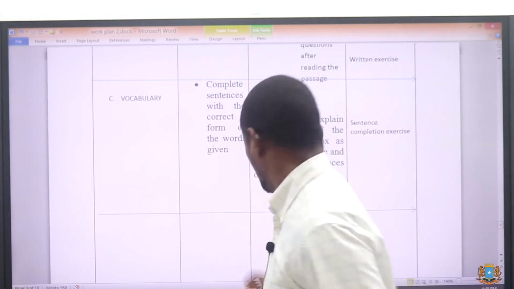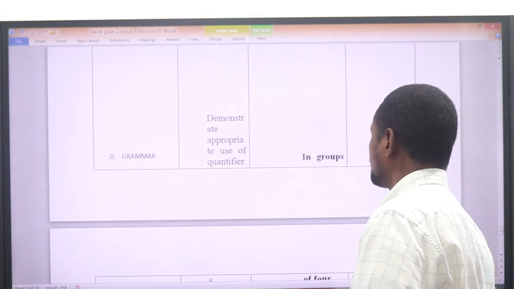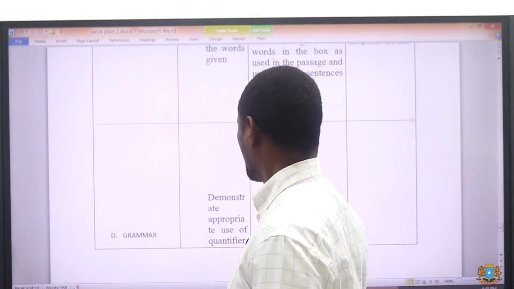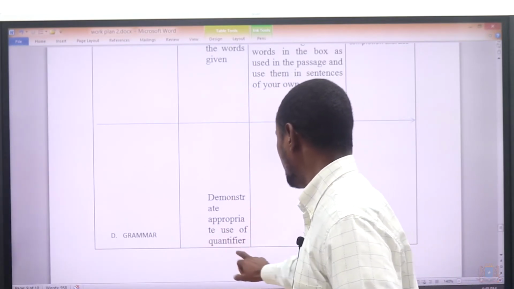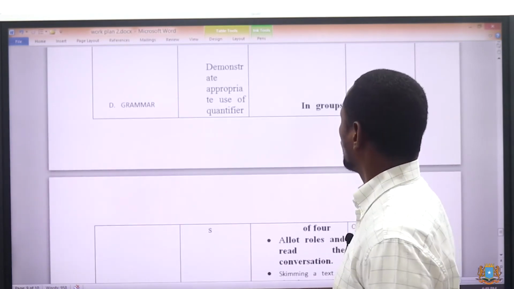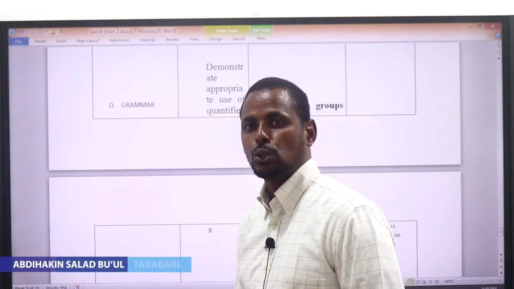So that's for the vocabulary. Now grammar, the next segment will be grammar. And the objective is to demonstrate appropriate use of quantifiers. The appropriate use of quantifiers.